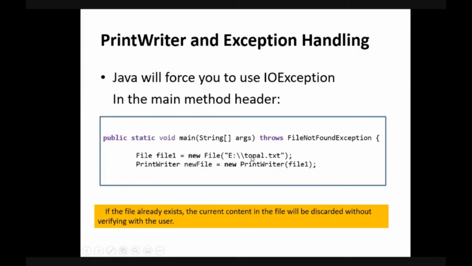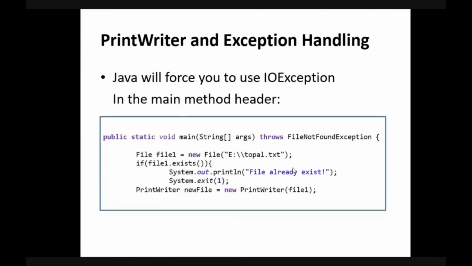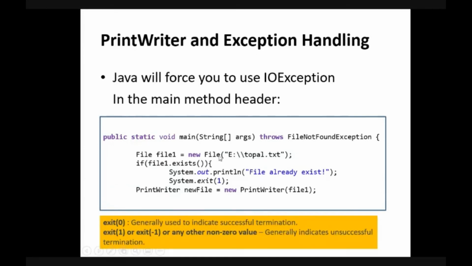If I have some text here, whenever I create a PrintWriter object and assign this text file, it is going to wipe out everything there. It's going to clear everything from there. So I can put an if condition here. I say if file1 exists, file already exists, then it says this. There are two exits here.